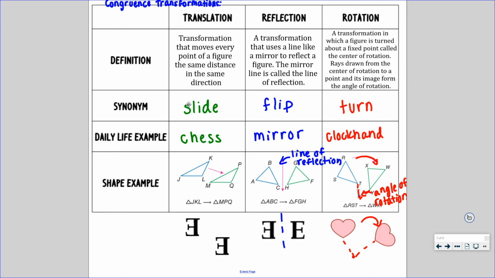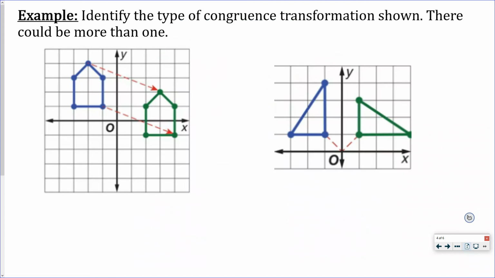Okay, let's practice some on a coordinate plane. I threw in some triangles and then some other shapes too. It says identify the type of congruence transformations shown. There can be more than one. The pre-image is in blue. I know yours aren't color coordinated, but the pre-image is in blue and the image after the transformation is in green.